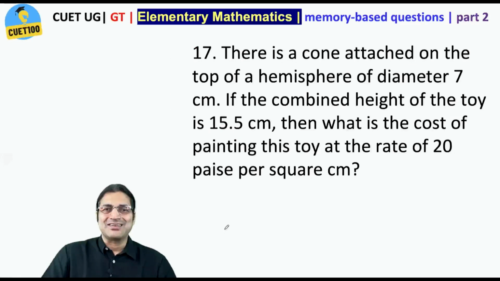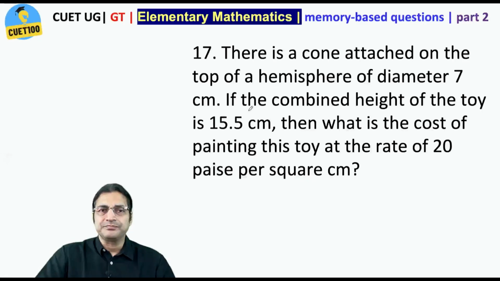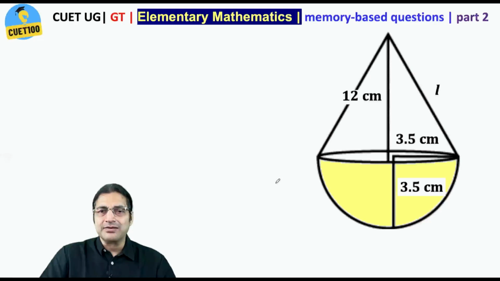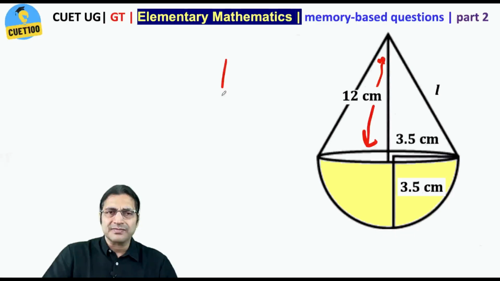Okay? Alright. There's a cone attached on the top of a hemisphere of diameter 7. If the combined height of the toy is 15.5 centimeter, then what is the cost of painting this toy at the rate of 20 paise per square centimeter? Alright. This is your toy, right? Okay. Now, the combined height is 15.5. If this is 3.5, right, this height now, height of the cone would be 12 and this is 3.5. I'll draw it here also. Okay, this is 12, this is 3.5.